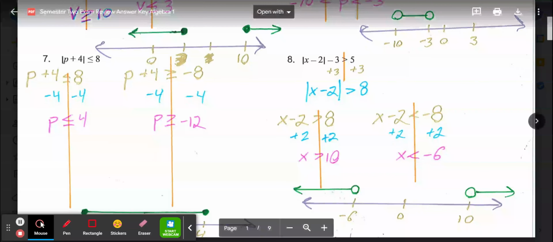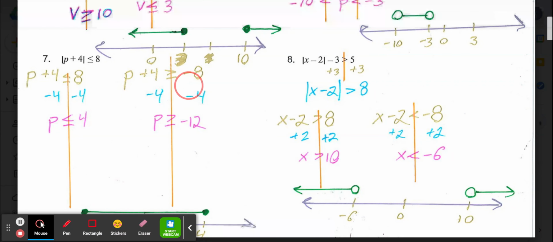With absolute values, you want to make sure you get whatever's in the absolute value alone first, and then we would take, for example, in this one, the absolute value of p plus 4 is less than or equal to 8. It would be p plus 4 is less than or equal to 8, and p plus 4 is greater than or equal to negative 8.